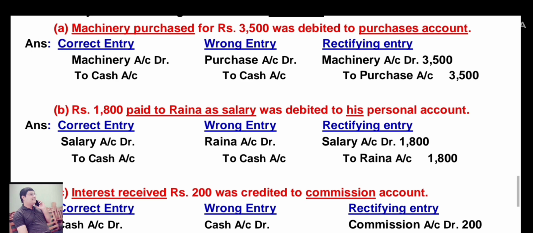Machinery account debit to cash account. But what did we write? The wrong entry, purchase account debit to cash account. So if you want to rectify the entry, in the rectifying entry we write the correct entry on the correct side, machinery account debit. The wrong entry, where purchase is wrongly written on the debit side, we have to rectify, so we have to write on the opposite side, to purchase account. So machinery account debit to purchase account 3500.